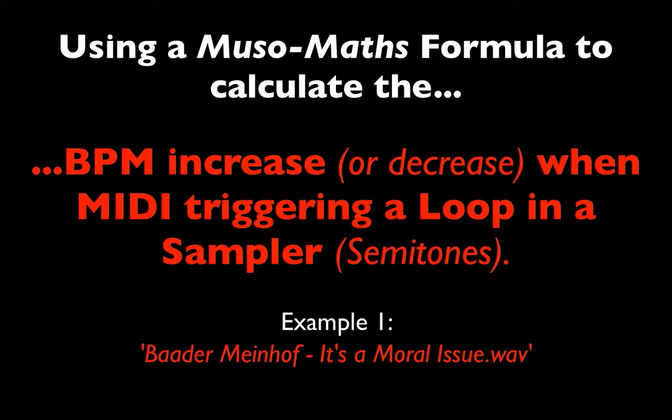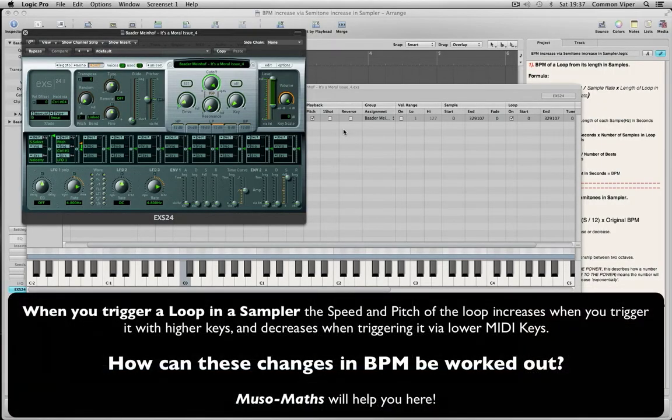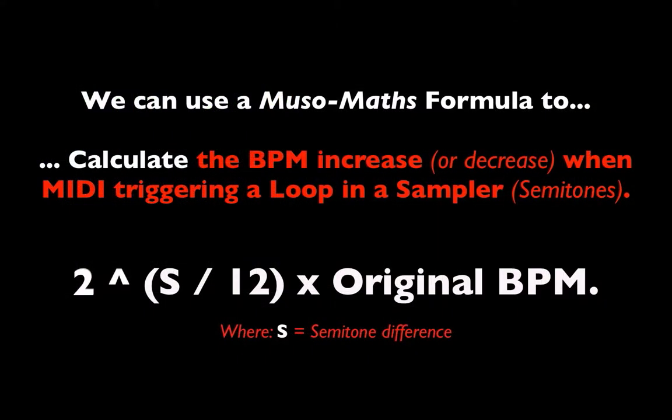Alan Miles here. We're going to be using a Muso maths formula to calculate the BPM increase or decrease when MIDI triggering a loop in a sampler. A friend of mine said to me, you load a loop into a sampler and then you play it at higher keys or lower keys, the BPM increases or decreases, doesn't it? How can this be worked out, is what he asked me.